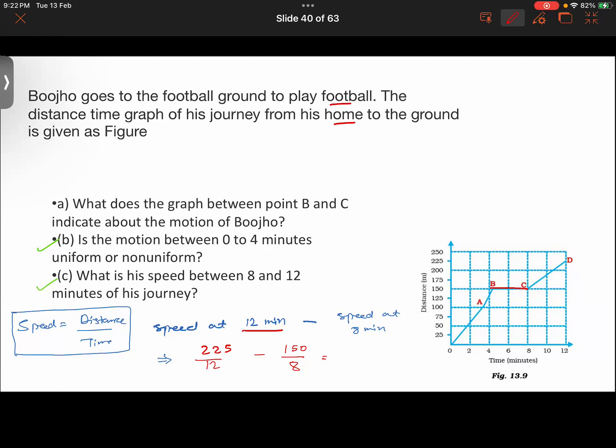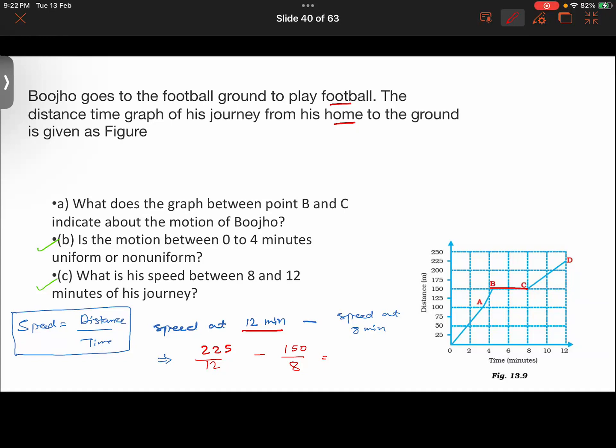Sir, actually, I was wrong. I thought it was 175 by 12, so I got a different answer, but it's 225 divided by 12, right? Exactly. If you divide 225 by 12, it gives us 18.75, which is the same as when we divide 150 by 8. So basically, it's uniform motion, and the speed is the same.